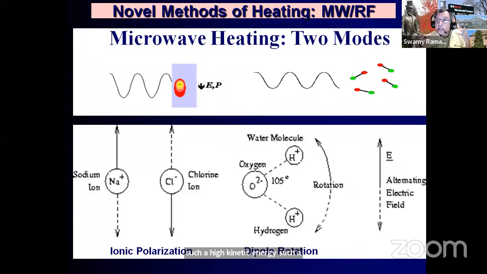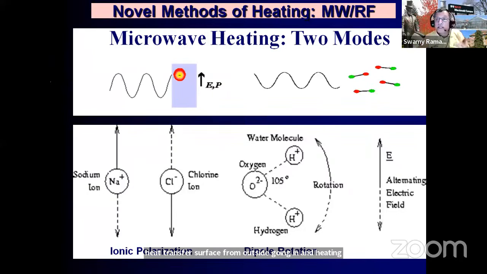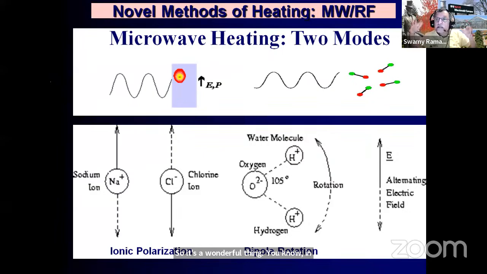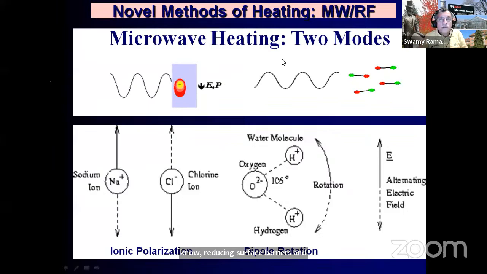So microwaves generate heat internally. There's no heat transfer surface from outside going in and heating the product. It's the internal bulk heating of the sample, resulting in instantaneous heating of the product. It's a wonderful thing in terms of reducing surface barriers and heating the product from within the container. That's why it's very attractive.